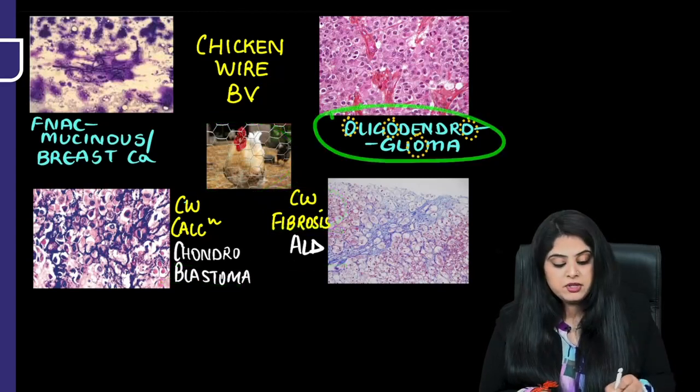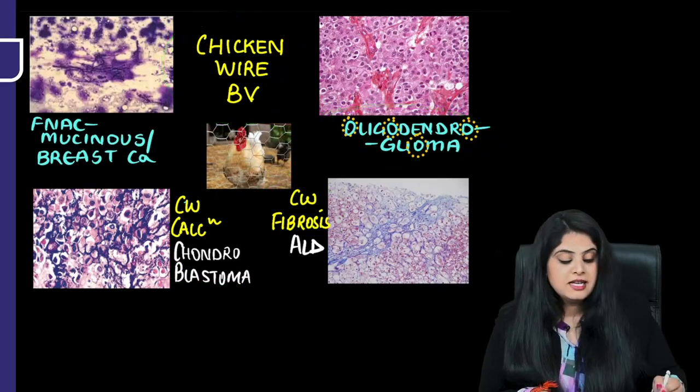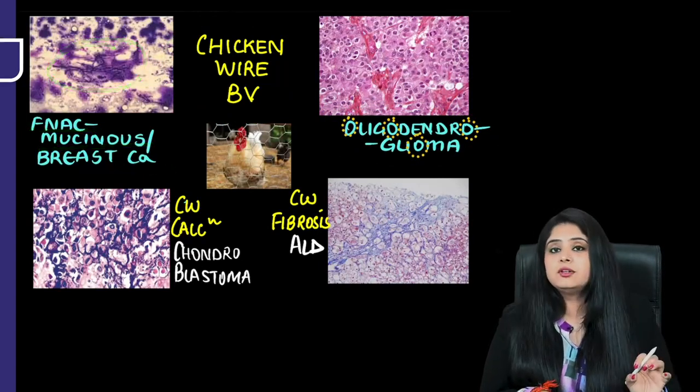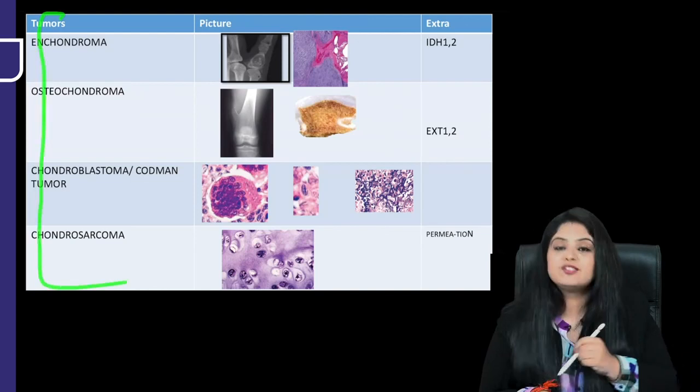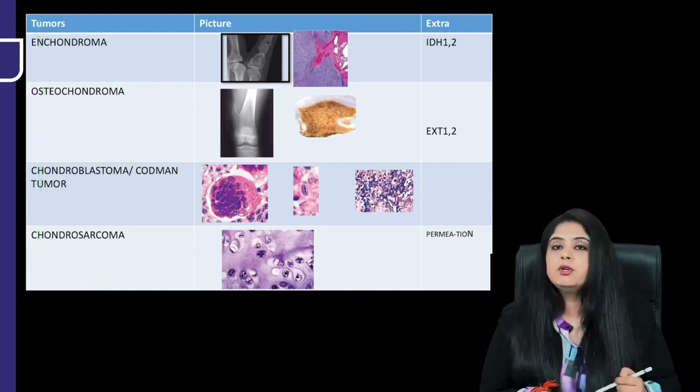So where there is a fried egg appearance, there chicken wire blood vessels. And finally, in the FNAC of mucinous breast cancer, that is going to be again chicken wire blood vessels. Okay, so this is another tumor done, which means, congratulations, all of your cartilage tumors are done. What do we move on to next?